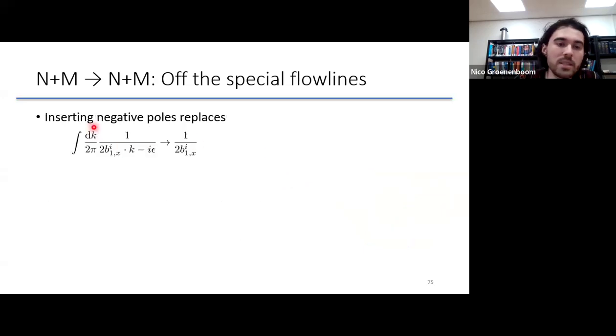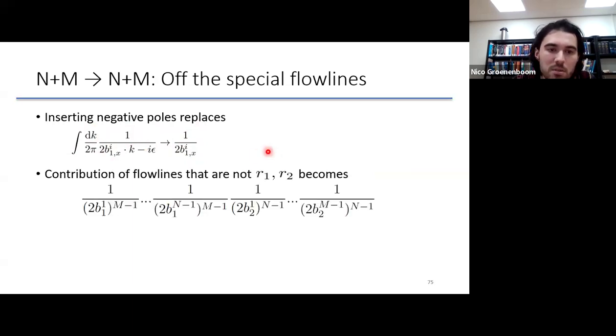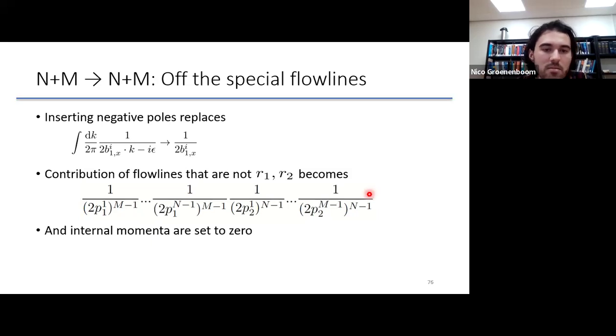And doing this replaces all of the propagators just by the residue and sets the momentum of that specific scalar leg to 0 everywhere. And then the total contribution of all of the flow lines that are not special becomes just a product of all of the residues. But this product is permutation independent. It's a simple product. So it's equivalent to a direct product of all of the non-permuted momenta. And as mentioned, the internal K are all set to 0. So this is the contribution of the ones that are not R1 and R2.